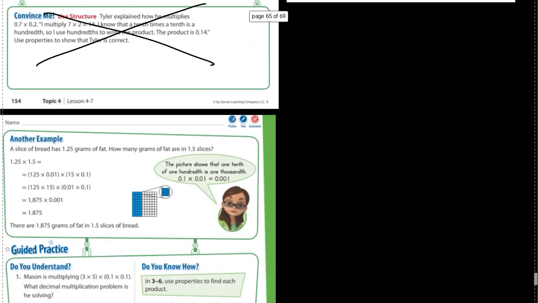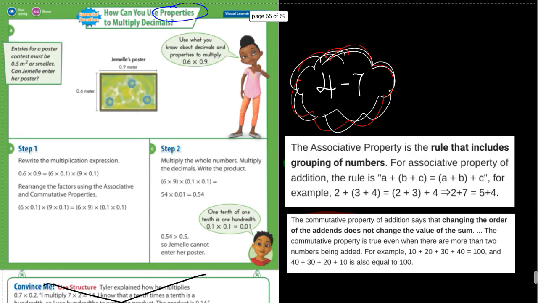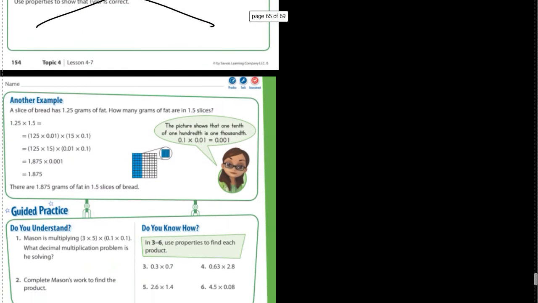They have another example at the top of the next page. And so 1.25 times 1.5, you can see that they used the associative property. They put in some grouping symbols there. So let's just jump down to the guided practice. And I got to go through this pretty quick before I lose juice.